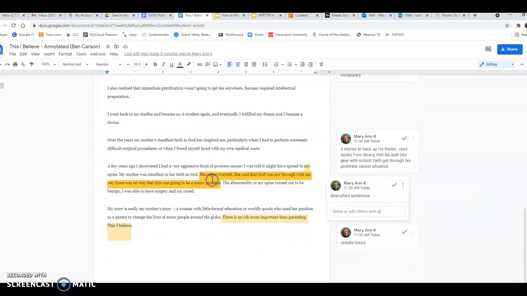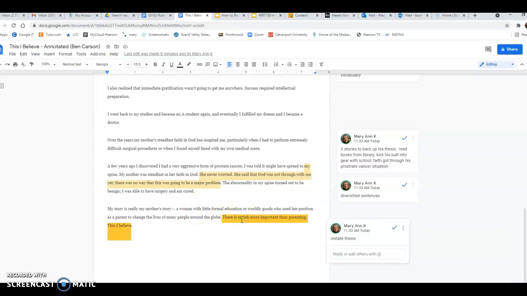Down here, we have diversified sentences. Again, she never worried. That's three words. And then we have a fairly long sentence right after. So he's mixing it up a little bit. He also restates his thesis at the end.